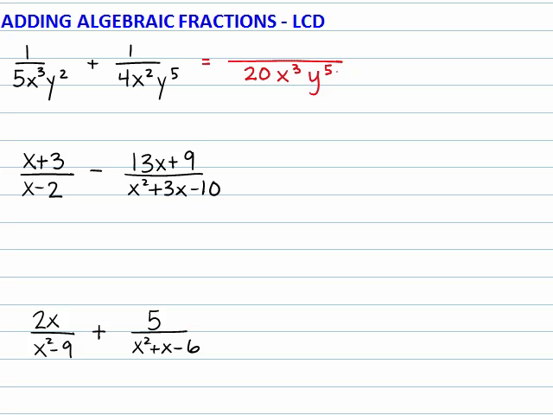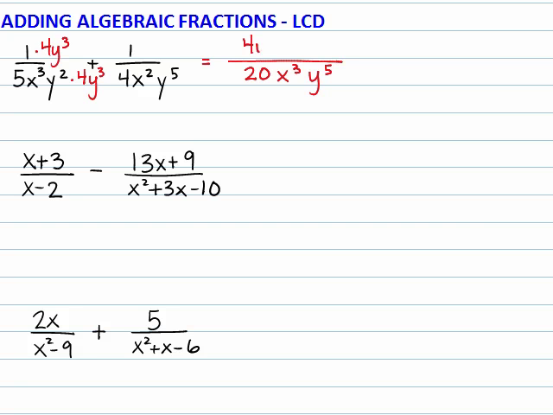Now, what's missing from the first denominator to become the least common denominator? A 4 is missing to make the 20. We have the 3 x's and we are missing y to the third. So we are going to multiply the numerator also with 4y to the third.